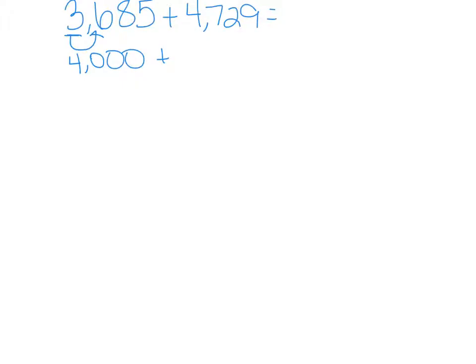Okay? And for 4,729, again, I'm going to round to the nearest 1,000. So go next door. That 7 tells me I need to go up. So I need to add 1 more. So I'm going to change 4 to 5. And change all the other digits to zeros. So I know that my answer is going to be close to 9,000.